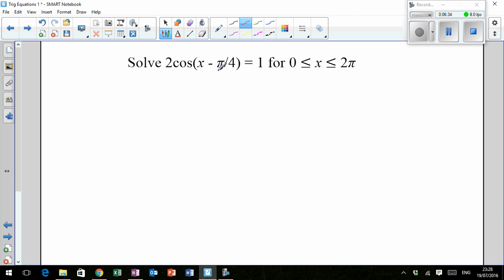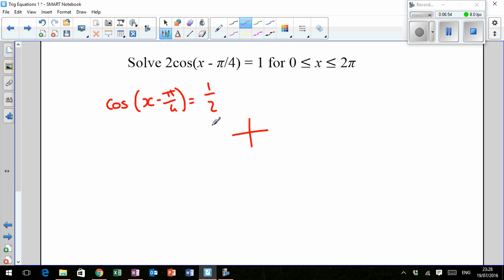Okay, this one here is slightly different. We've got x minus pi over 4 in there, so it's not a double angle, it's a phase shift. But again, we've got a single trig function, so we're just going to get rid of everything and deal with it that way. Okay, so first off, let's divide by 2. So that's going to be equal to a half.